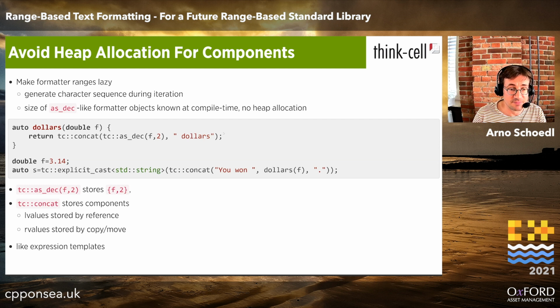And after you build basically this expression tree, it gets returned. And then only when you are doing the explicit cast to the std string, that whole tree will get unfolded and gets iterated over and spits out all the elements or the characters that need to be printed.